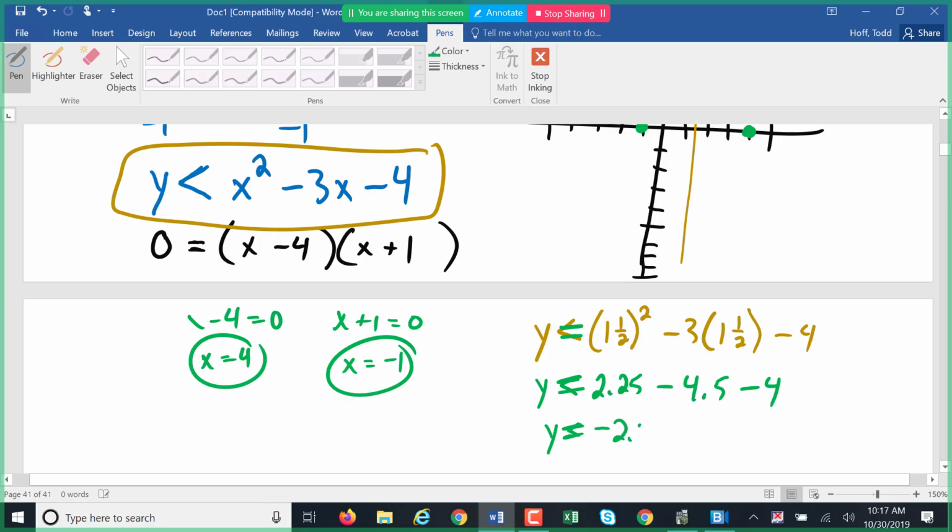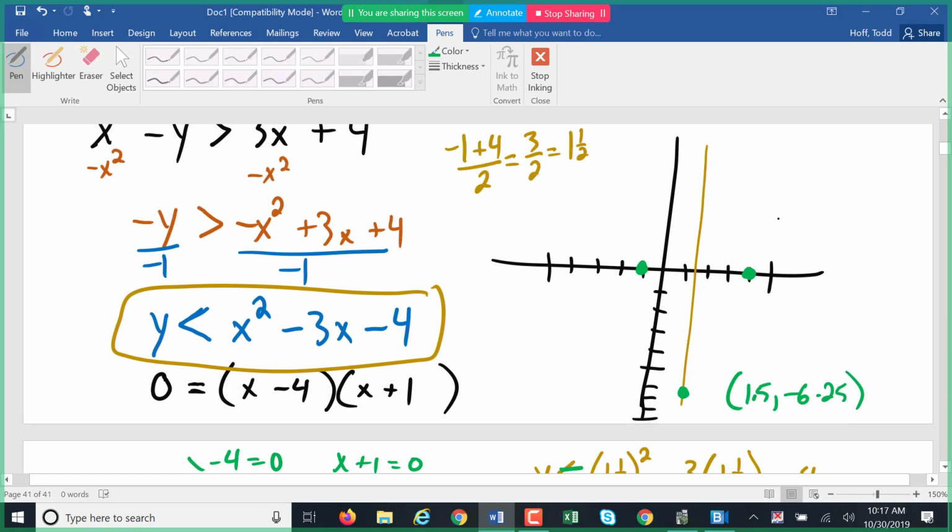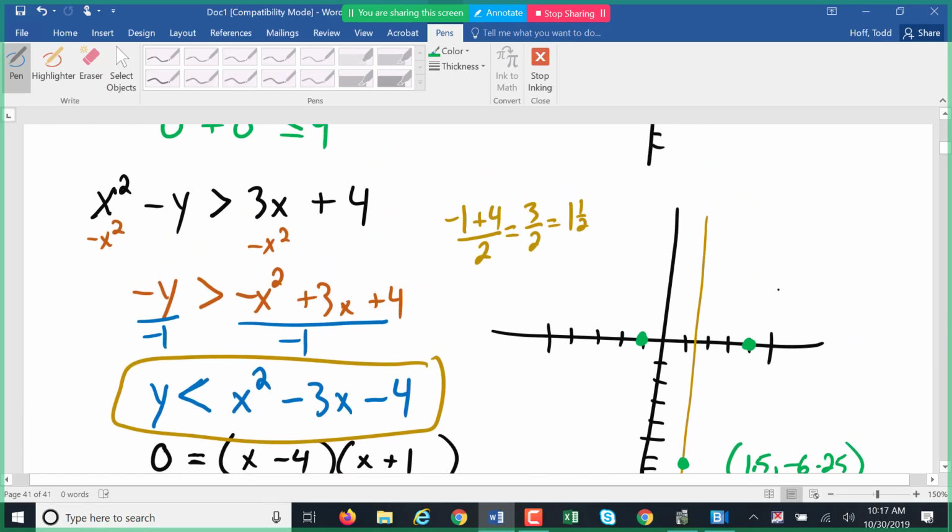2.25 minus 4 is negative 2.25. Sorry, 2.25 minus 4.5 is negative 2.25. Minus another 4 is a negative 6.25. That's telling us our vertex is here at x is 1.5 and y is a negative 6.25. Now, this equation here is strictly less than, so that tells us that our graph has to be dashed. So we draw in our parabola with a dashed line.